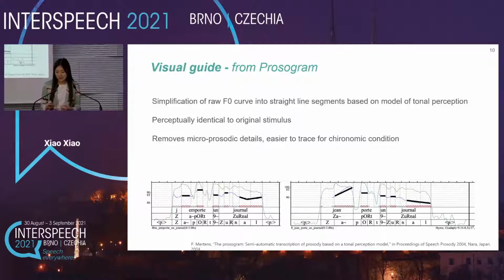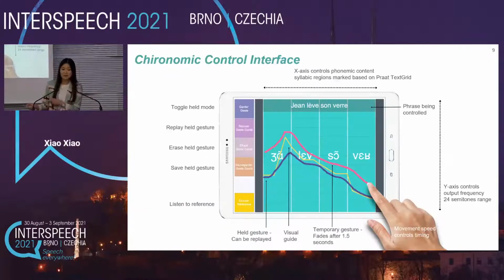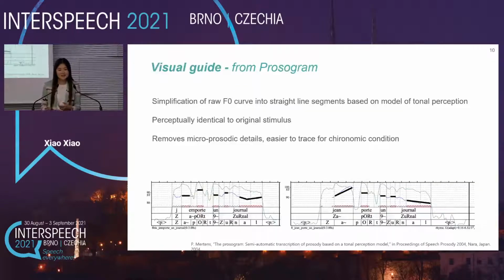So the yellow line, you might have seen, there's a yellow line here, which is a visual guide, which sometimes appears. And this is generated from a program called Prosogram, which is a simplification of the raw F0 curve into straight line segments. The reason we did this instead of showing the original F0 curve is because oftentimes when you take the raw F0, there's a lot of microprosodic details, and we don't want people to get confused tracing all of those. And so this just gives people kind of a rough idea of what the intonation looks like.